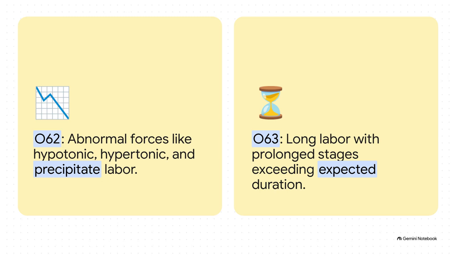Now, what's really interesting about this slide is how it contrasts the how versus the how long of dysfunctional labor. It creates a great mental filing cabinet for us. Category O62 is all about the forces of labor, so things like hypotonic uterine inertia, where contractions are just too weak, or hypertonic labor, where they're erratic. But category O63, that has absolutely nothing to do with the strength of the contractions. It's purely about duration. For example, if a provider explicitly notes a prolonged second stage lasting over 3 hours, that directs you perfectly right to O63.